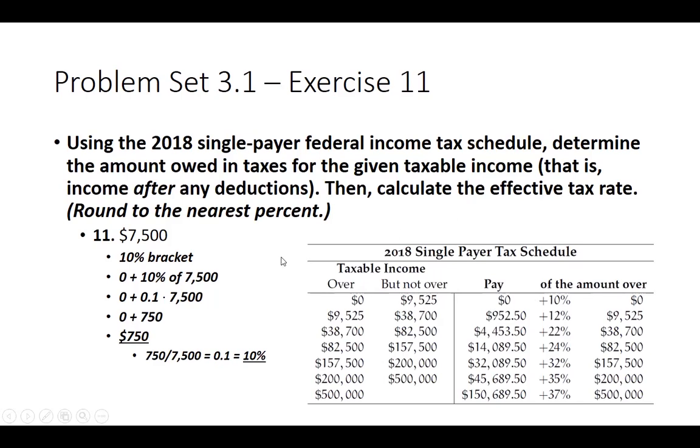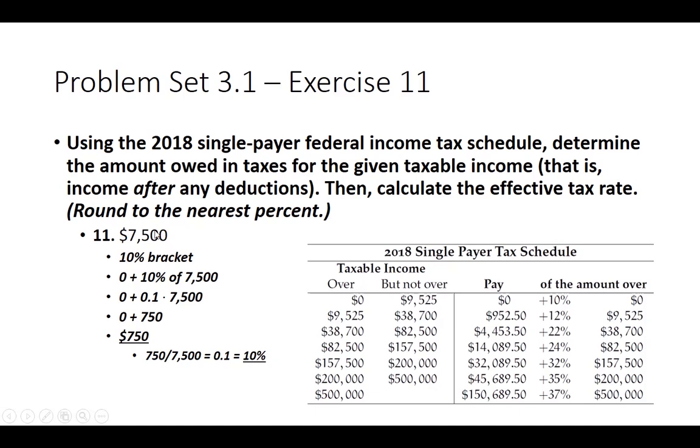Number 11, using the 2018 single-payer federal tax income schedule shown here, determine the amount owed in taxes for the given taxable income, that is, income after any deductions. Then calculate the effective tax rate, round to the nearest percent.